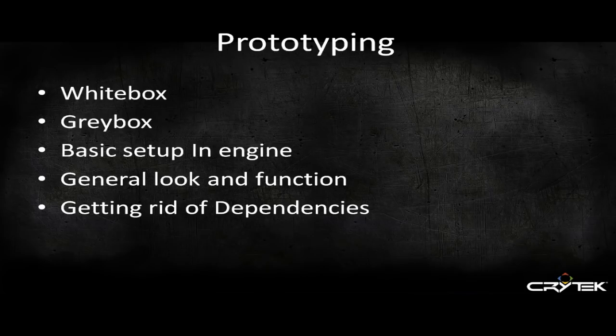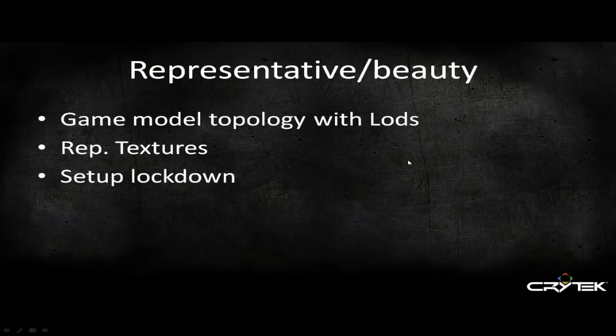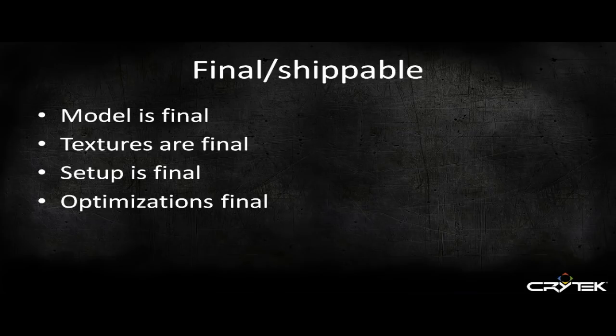Most of the development is actually prototyping, and then you have the polishing phase that is very, very late. If I go past, it's just a quick example of what representative and beauty means. You have a game model topology with LODs and representative textures, setup, lockdown, and the final shippable, which is like everything's final. Well, it's never really final until it's shipped, but the point is you only detail stuff here. At this point you go into really high detail sculpting, very advanced textures, special effects, shaders, and all that.